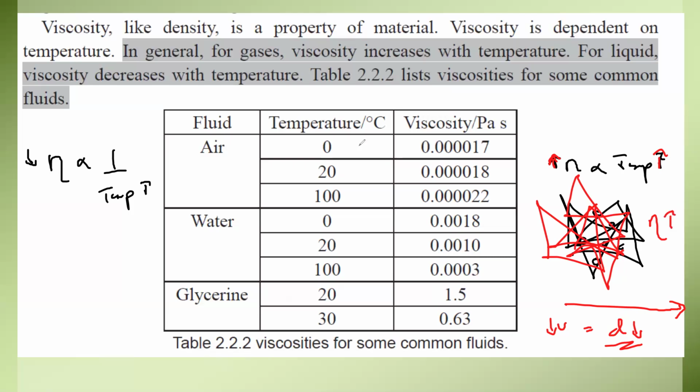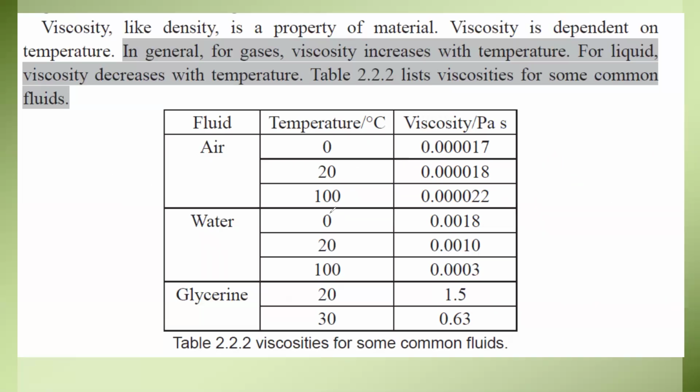That's why at different temperatures the viscosity of air is different. At 0 it was about 1.7 exponent minus 5, but then it is 1.8 exponent minus 5, and then 2.2. So the viscosity has increased for the air.